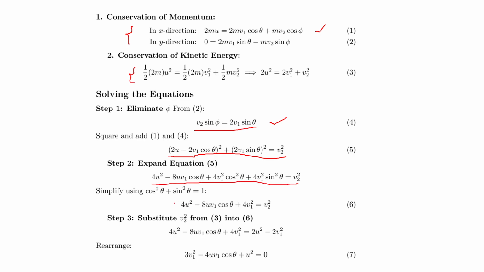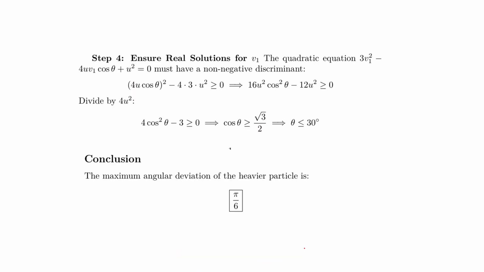I'm going quickly, you can pause and see the calculation steps. Using the property that cos square theta plus sin square theta is 1, we'll get an expression something like this. So finally we are getting a quadratic equation, either in v1 or in u. For this quadratic equation we should have a real solution, and for that the discriminant should be greater than or equal to 0.